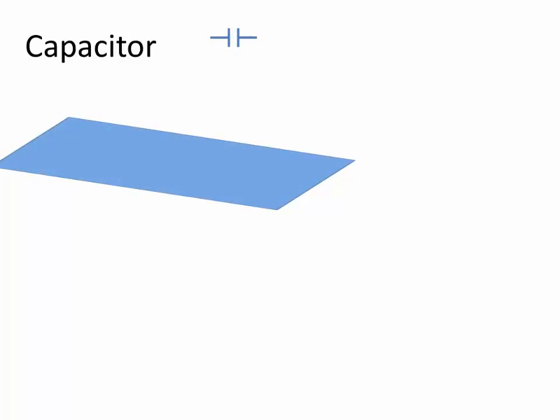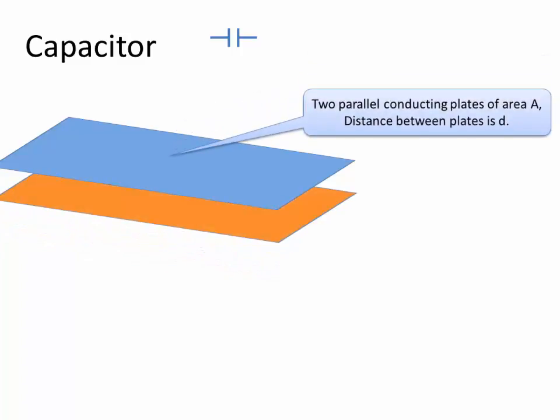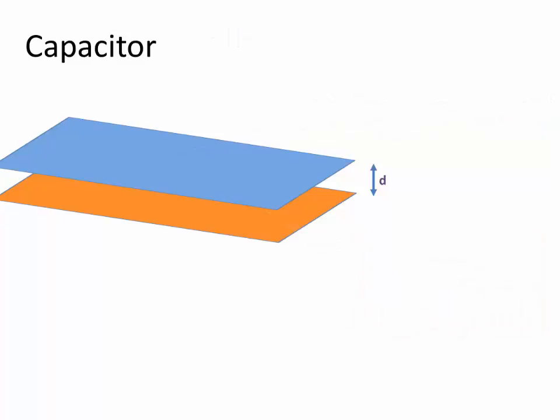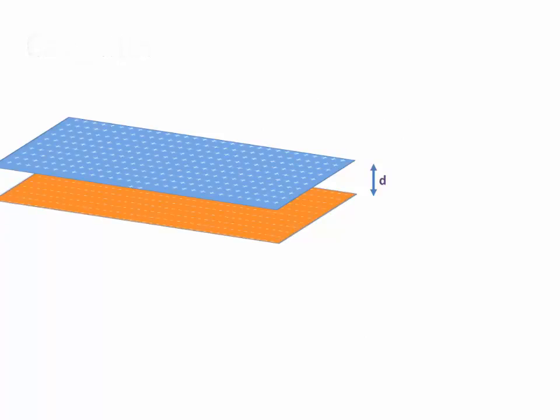So we're going to look a little bit more at what a capacitor is. This is a symbol. We have one blue plate and one orange plate. So we have two parallel conducting plates, each of area A, and the distance between them is D. Notice they don't touch, there's a space between them. Now, if you put positive charge on the top plate and negative charge on the bottom plate, these opposite charges will attract each other. So you can actually put even more charge, because there's this ability to store more charge since they're attracted to the charge on the other plate. So there's the charge.